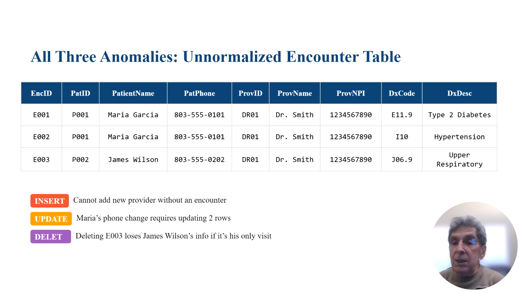Deletion anomaly. James Wilson has only 1 encounter. If we delete it, we lose the fact that diagnosis code J06.9 means upper respiratory infection. We also lose any record that Dr. Smith ever treated him, which might matter for continuity of care. This single table violates all 3 normal forms we're about to learn. The solution: decompose it into properly normalized tables.